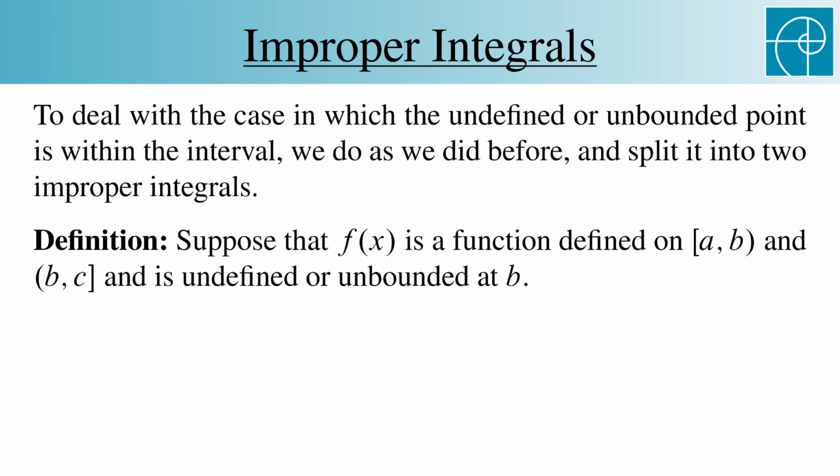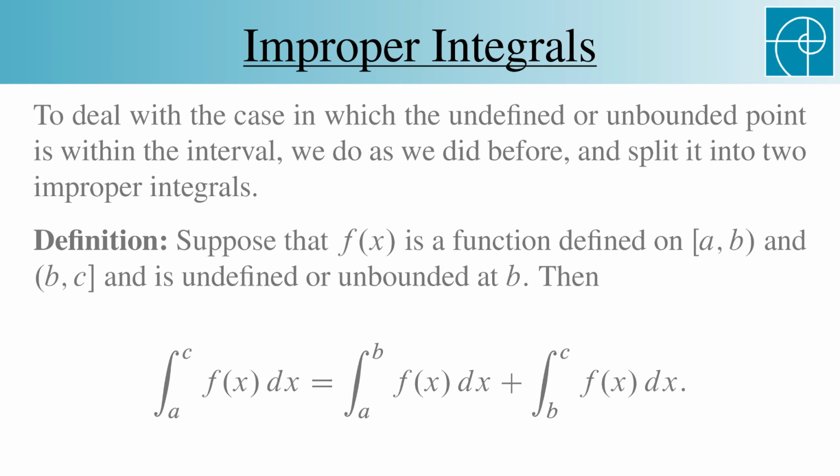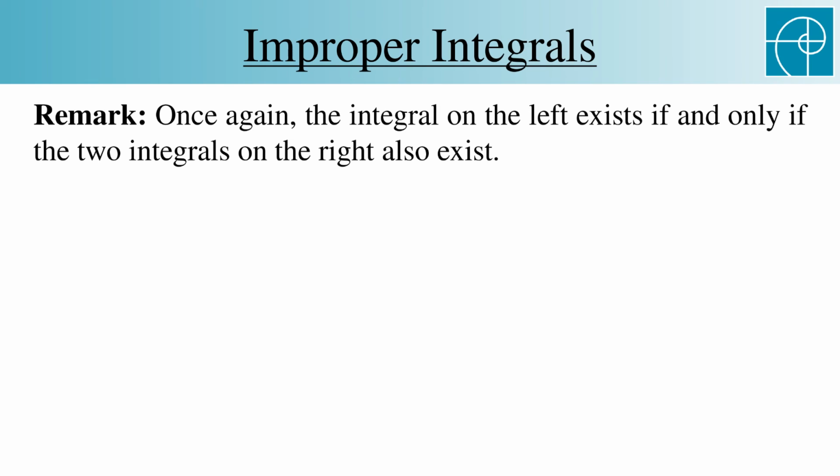If f(x) is a function defined on the half-open interval from a to b and the half-open interval from b to c, both excluding b, and undefined or unbounded at b, then the integral from a to c is equal to the sum of these two improper integrals. Once again, the integral on the left exists if and only if the two integrals on the right also exist.